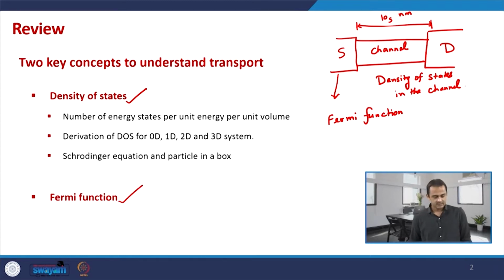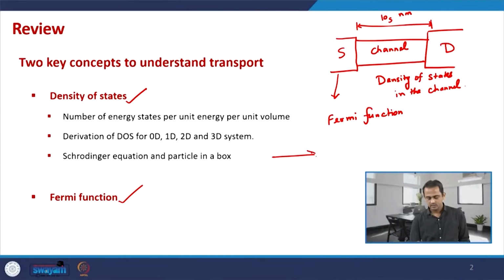So, what do we mean by density of states? Density of states is the number of electronic energy states per unit volume at a given energy. Sometimes it is also defined per unit energy, but it is the number of electronic states per unit volume at a certain given energy. As all of us know, the electron is fundamentally a quantum mechanical particle. So, in order to understand the electronic states, we first need to understand the quantum mechanical nature of the electron.